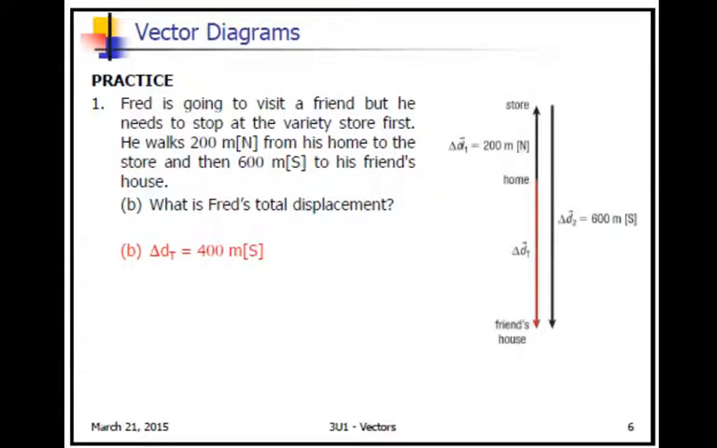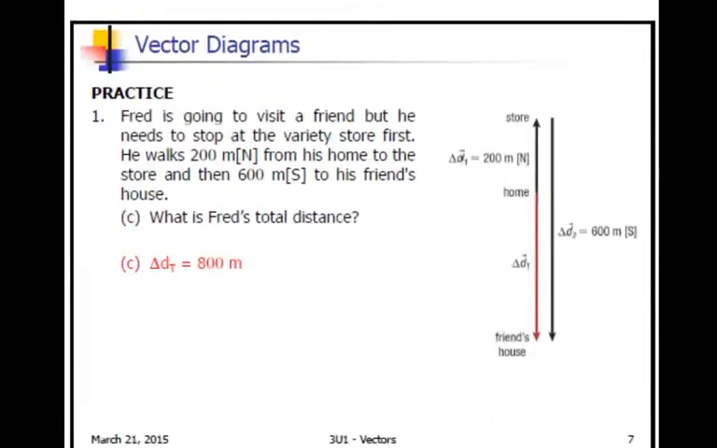So what is Fred's total displacement? He's traveled 200 meters north and then 600 meters south. So his total displacement would be the addition of those two displacement vectors. 200 north plus 600 south. Well, we could consider the north as negative in this case. So it would be 600 meters south plus negative 200 meters south, and that would be 400 meters south. And what is the total distance that Fred travels? Distance again is the sum of the distances. So here his distance traveled would be 200 meters plus another 600 meters, so his distance would be 800 meters.